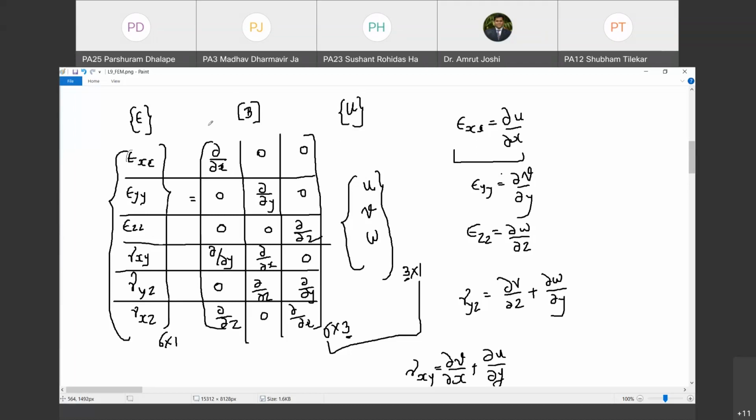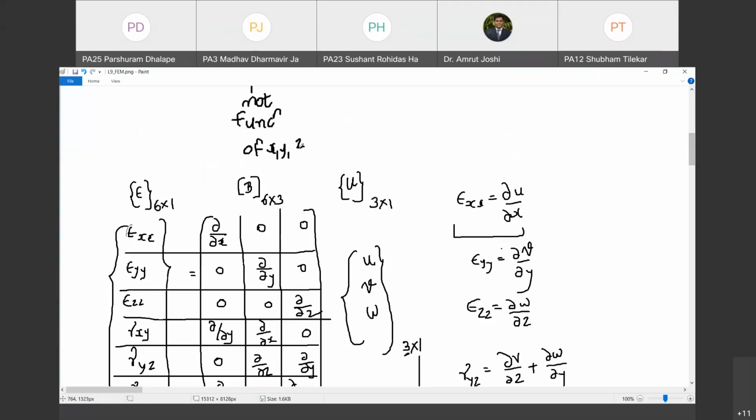Are you with me? So what is the size of this epsilon matrix? It is 6 cross 1. What is the size of this B matrix? It is 6 cross 3. And what is the size of U matrix? U matrix has a size of 3 cross 1. So let us write down descriptors of these three matrices.